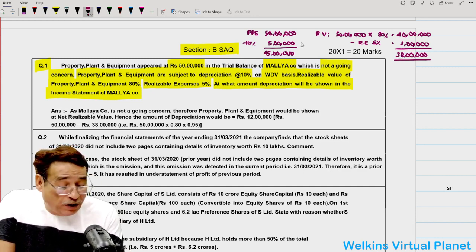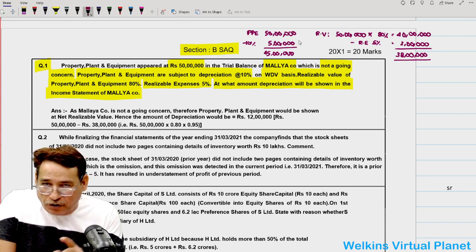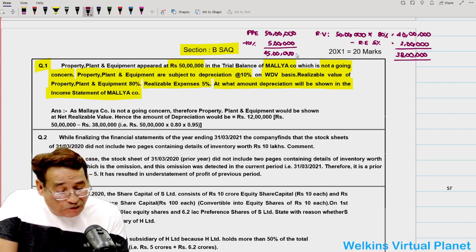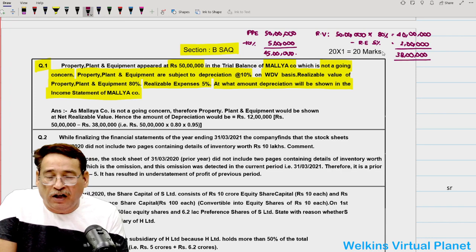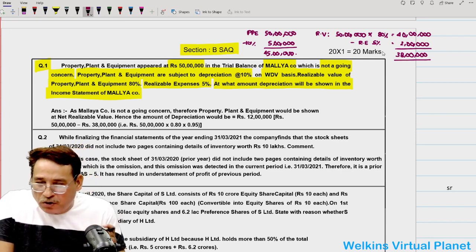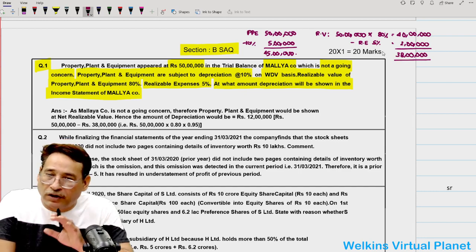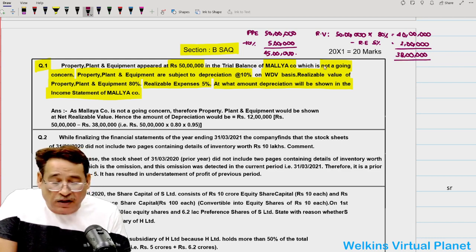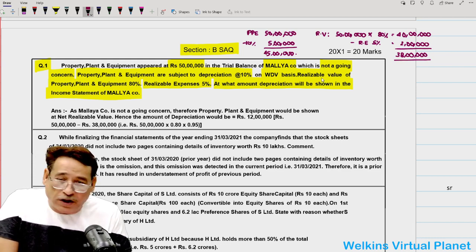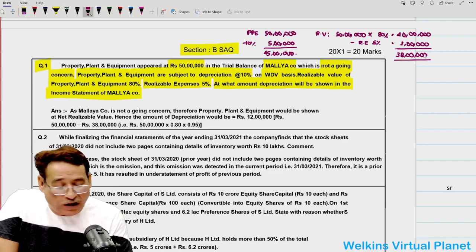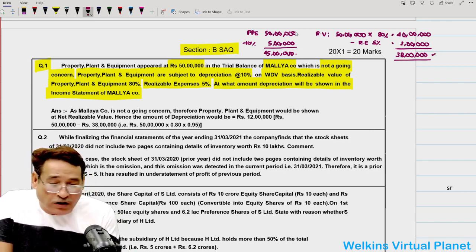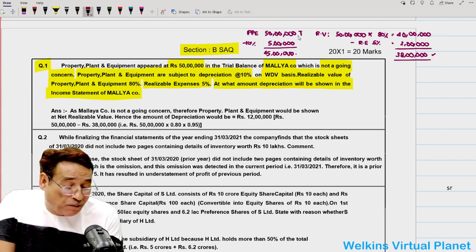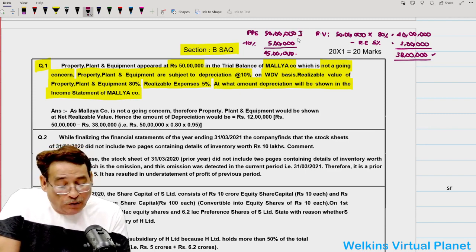Besides that, I would have charged 5 lakh worth of depreciation to the profit and loss account, and the difference between 45 lakh and 38 lakh would have been treated as a sort of impairment loss, and that loss too would have been debited to the profit and loss account in normal accountancy. In normal accounts. However, here it is given that it is not a going concern. If it is not a going concern, obviously I will have to reflect the property, plant and equipment at 38 lakh. And now I will take the difference between these two values, because right now property, plant and equipment is appearing in the books at 50 lakh.